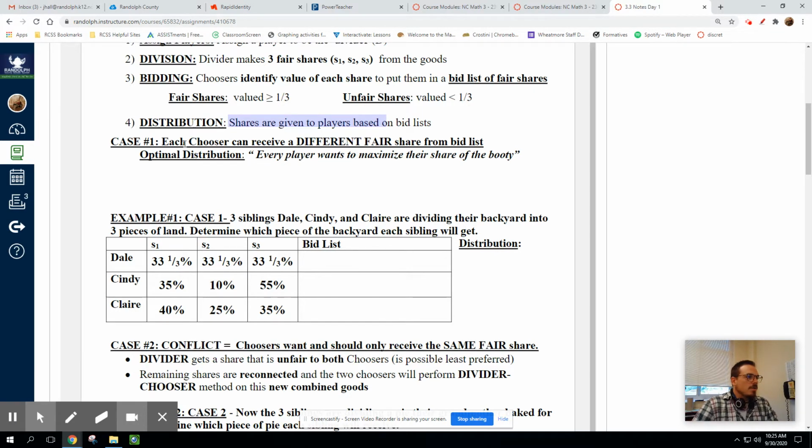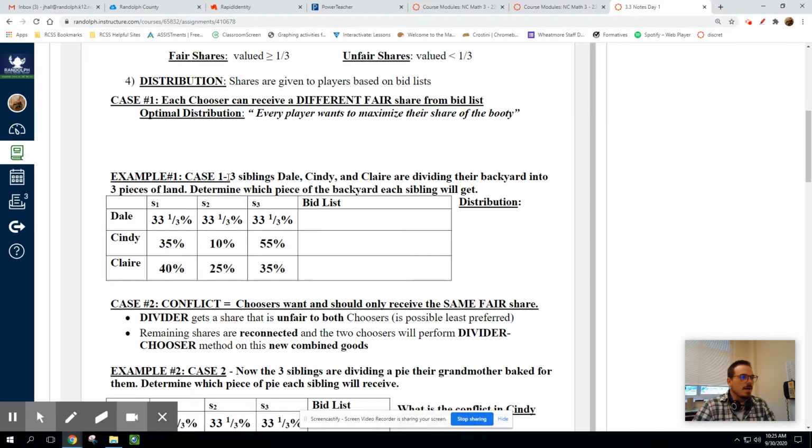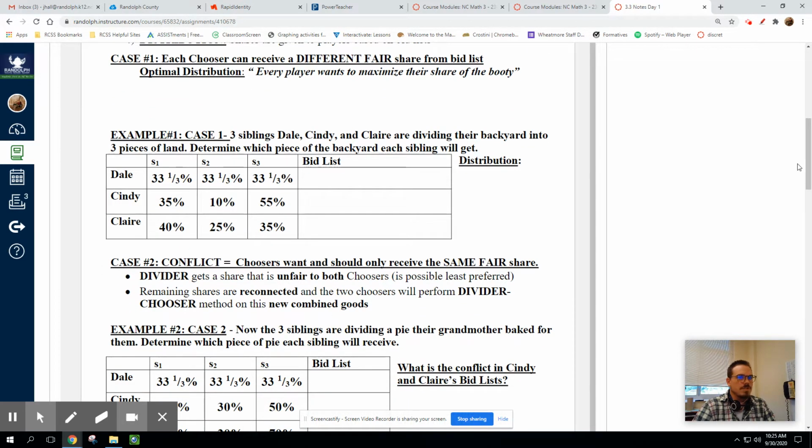Okay, so case one: each chooser can receive a different fair share from the bid list. This is one of the particular cases that can happen, a scenario that might happen. Optimal distribution: every player wants to maximize their share of the goods, of the booty. That's kind of where we're sitting here.